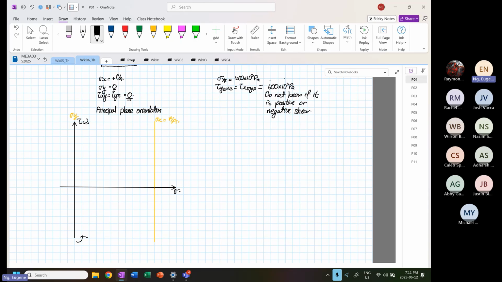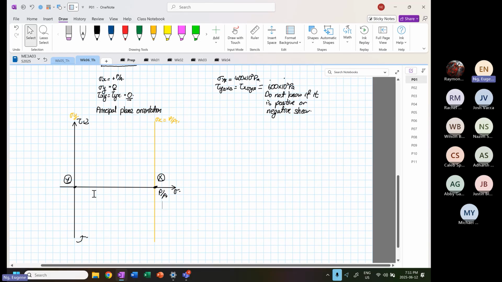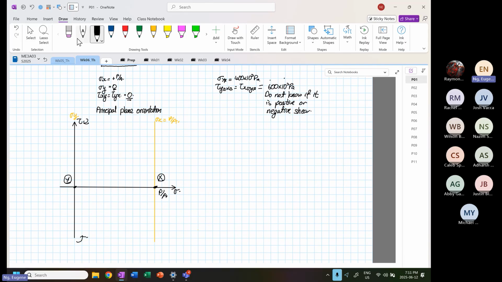So from here, this is our point X, and over here, this is our point Y. We know the value over here is P over A. So from here, we can sketch a circle.